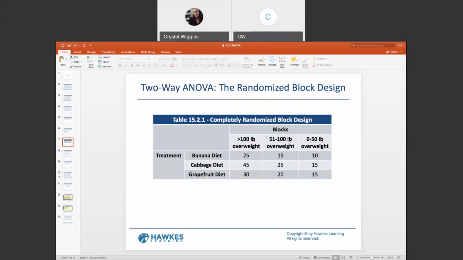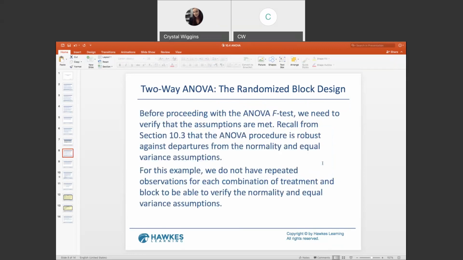In the person who was between 51 and 100 pounds overweight, here are the average weights lost. It seems like there's the same pattern. To me, it looks like the banana diet has the least amount of weight lost, while the cabbage diet seems to be the greatest amount. But are they so different that we should say that one is working way better than the other? That's really the question that we're trying to ask.